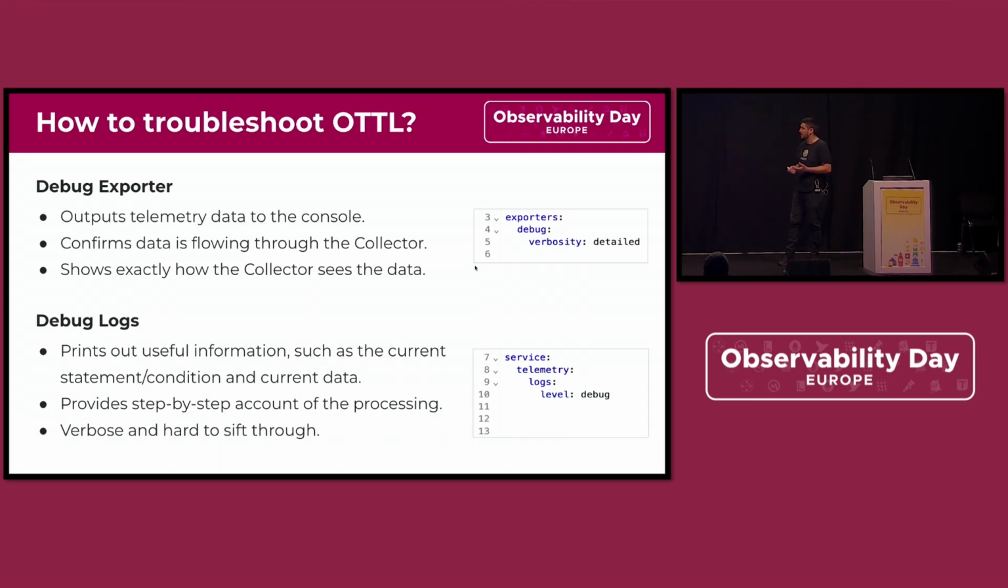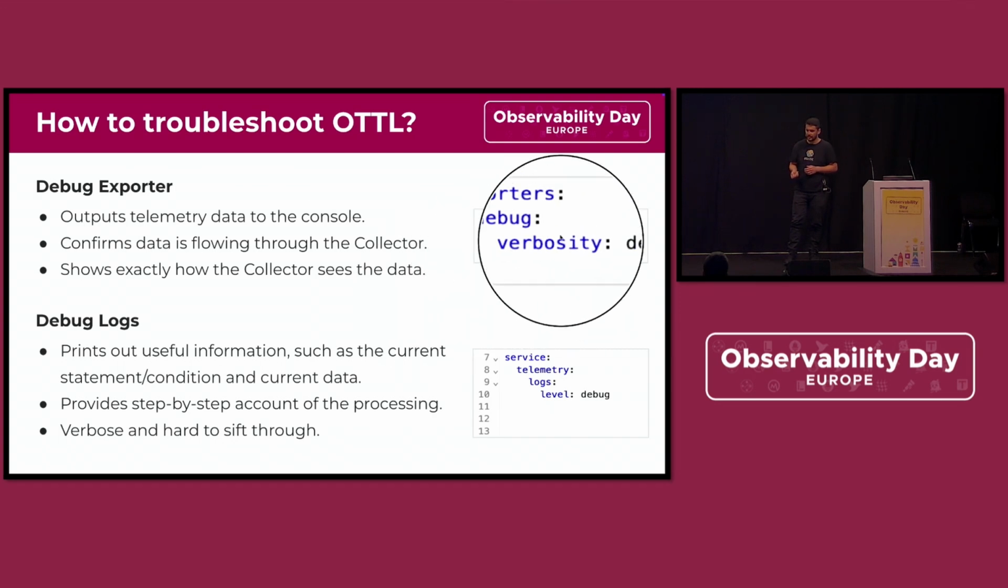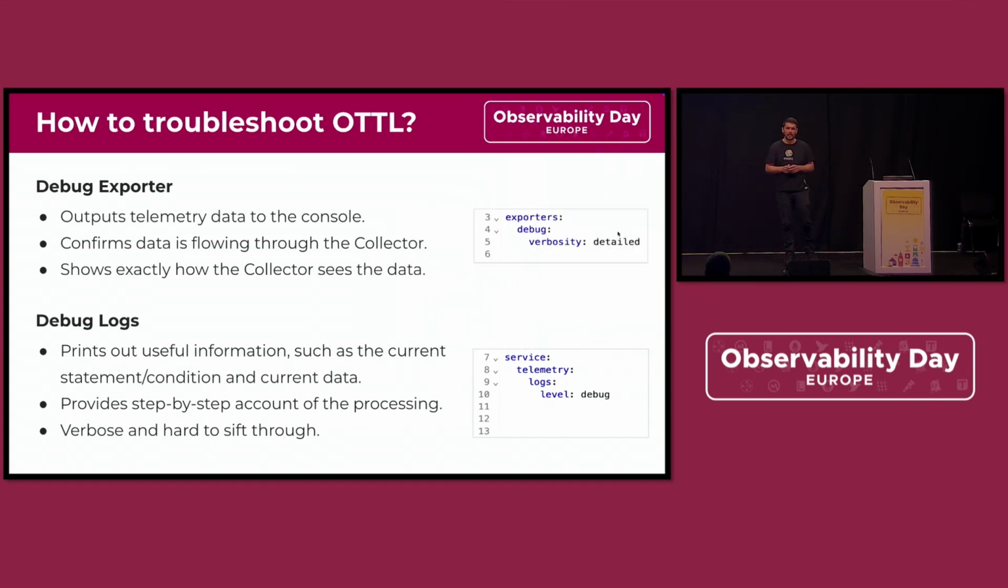So I have my OTTL statement. I set up my component. How can I ensure they are doing exactly what they are supposed to do? How can I ensure my configuration is really working? Currently, we have two options. One is the debug exporter. When you enable the debug exporter and set the verbosity to detailed, this exporter is going to start printing out data to the console. So you can use that data to compare with your input and determine if your transformation is working.